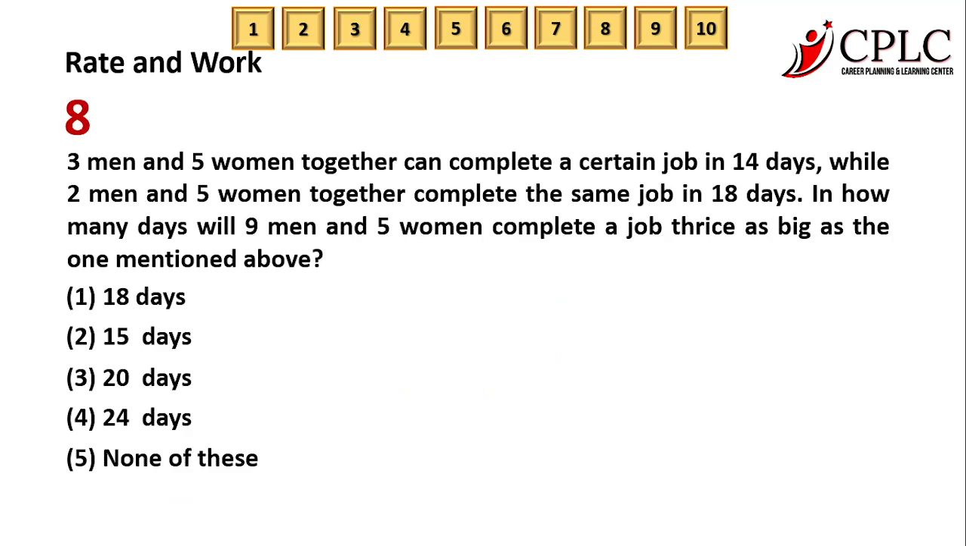Question number 8, classic ratio question, which says three men and five women together can complete a certain job in 14 days, while two men and five women together can complete the same job in 18 days. Now, same job they have said, so we'll equate. Three men, five women can together complete the same job in 14 days. Same job, two men and five women can do it in 18 days.